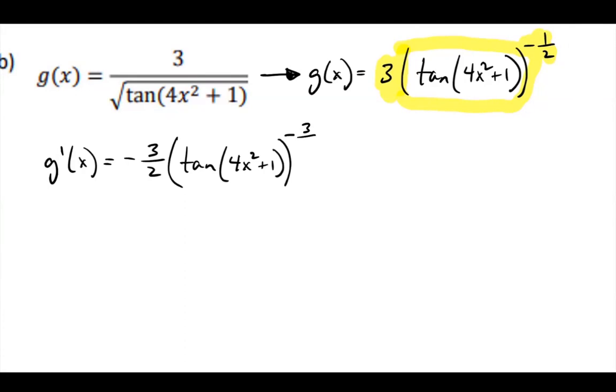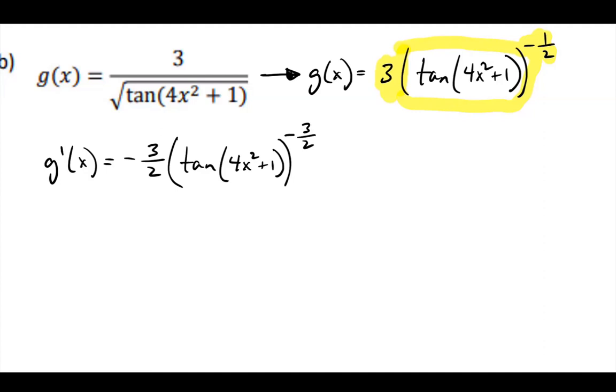Subtract 1 from the power. If I subtract 1 from the negative power that was already there, -1/2, I get -3/2. Okay, that's the outside layer.